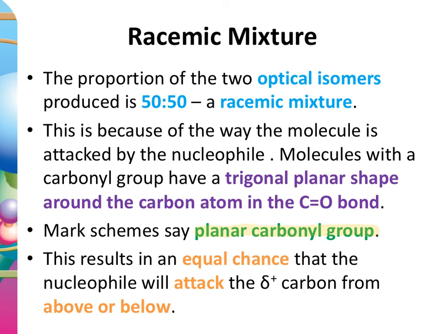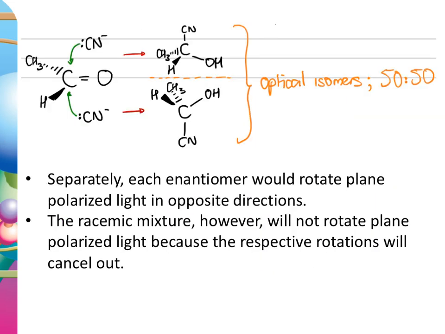Anyway, because it is planar, and I'll show you this with an illustration in a second, it means that our delta positive carbon, which is going to be attacked by the nucleophile, has an equal chance of being attacked from above as from below. It's like a 50-50 chance. And whether it's attacked from above or below is going to result in one of the enantiomers. So the fact that there's a 50-50 chance means that we're going to get 50% of one enantiomer and 50% of the other. So here's a diagram to try and show you this.